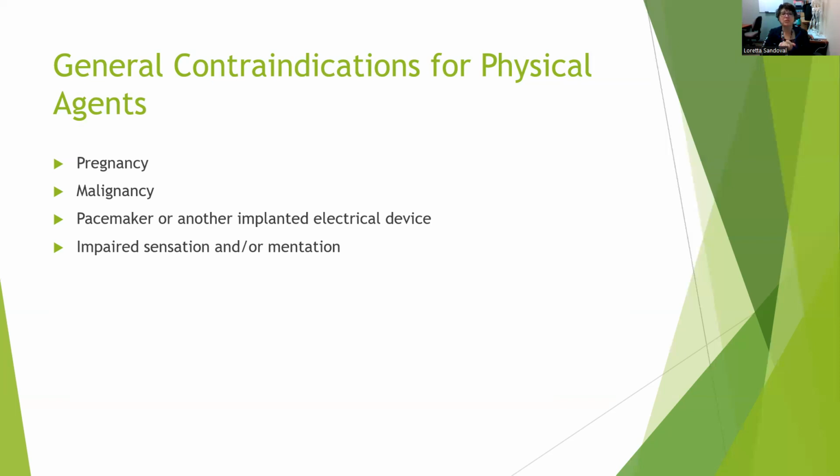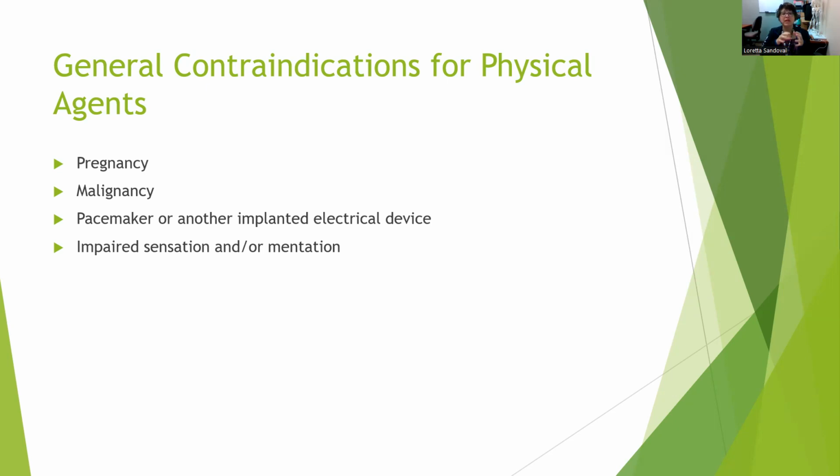A pacemaker or another implanted electrical device. There are tons of different electrical devices now implanted: deep brain stimulators, implanted cardiac defibrillators, pain pumps, spinal stimulators. A lot of type 1 diabetics have insulin pumps now. So this is something we really want to know about our patient before we even consider applying any physical agents, because we don't want the physical agent to interfere with the function of their implanted device.